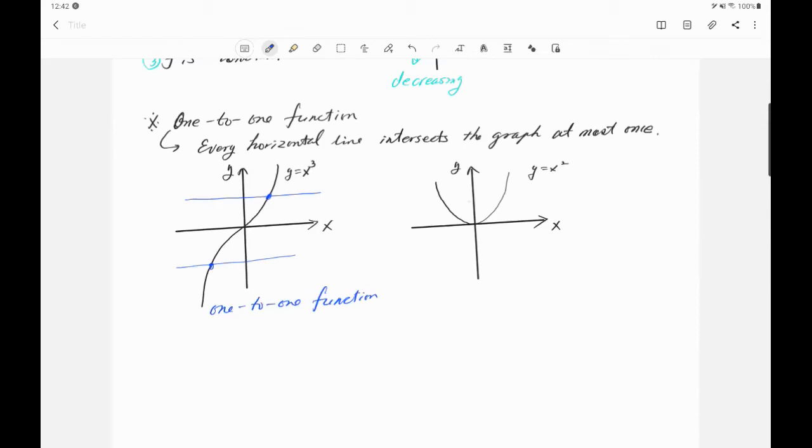Okay. How about the second graph? Once you draw a horizontal line, this one meets at two intersections, right? So in that case, this is not a one-to-one function. Very simple, isn't it? So one-to-one function means the y value cannot be the same for different x values. So just draw a horizontal line. If it has one intersection, that is a one-to-one function.